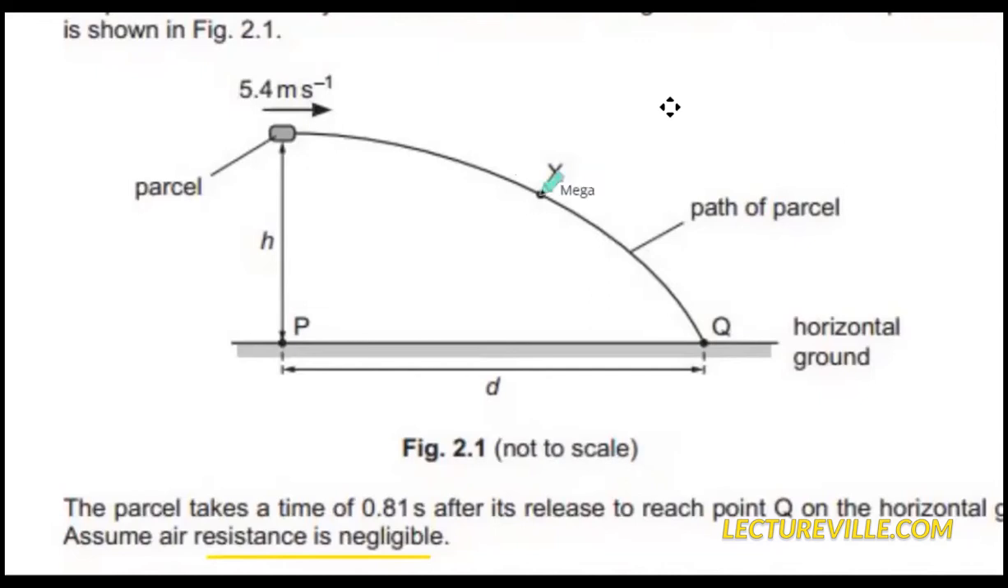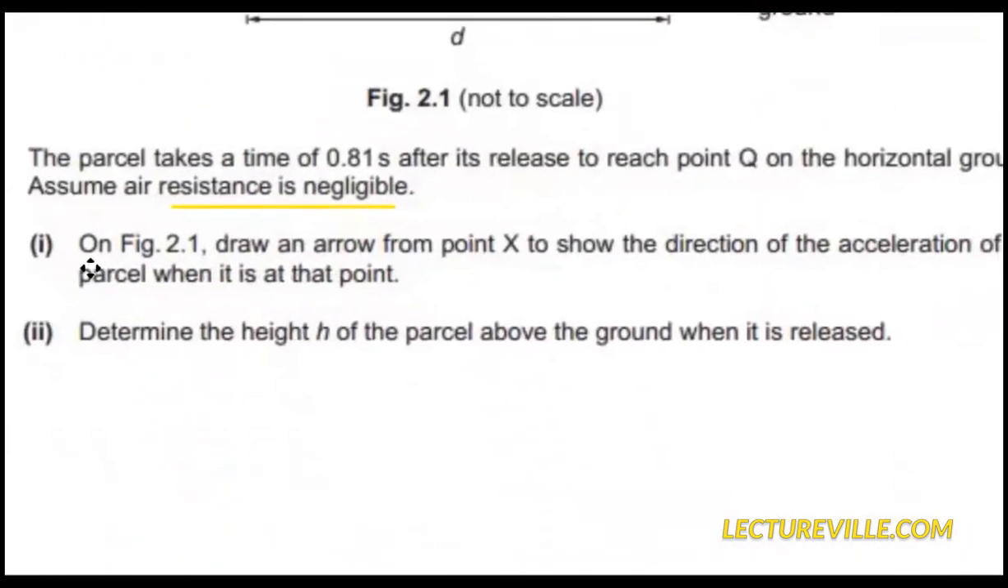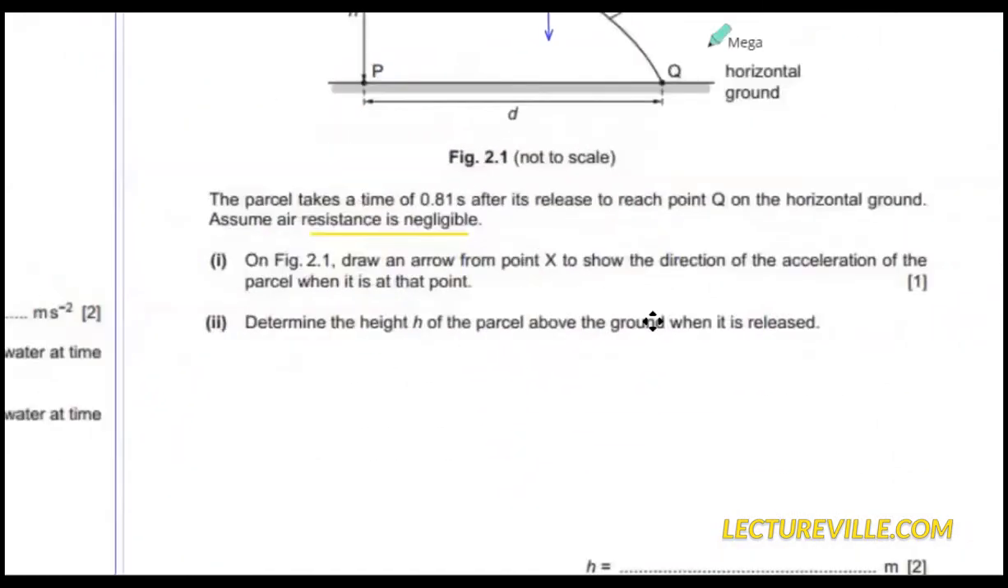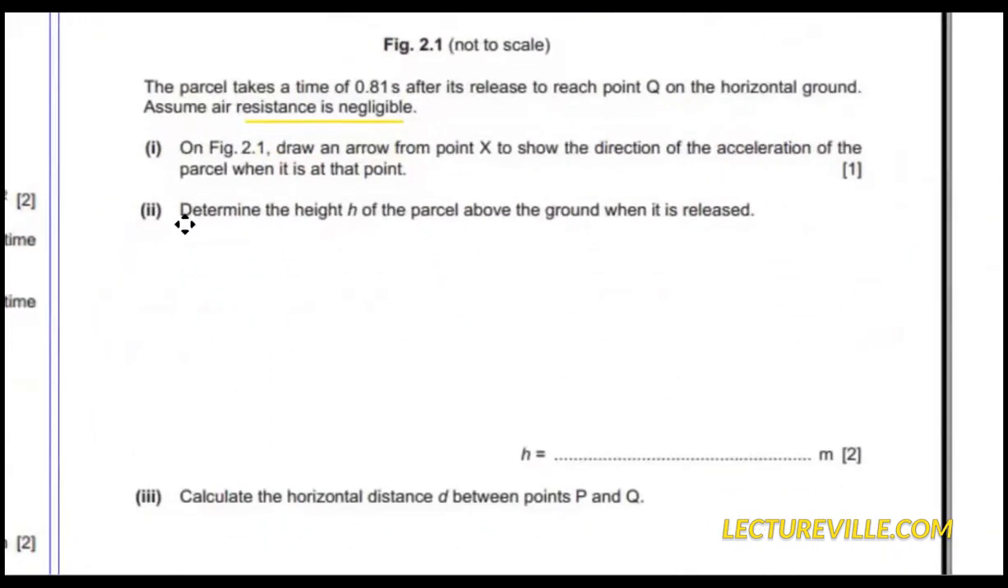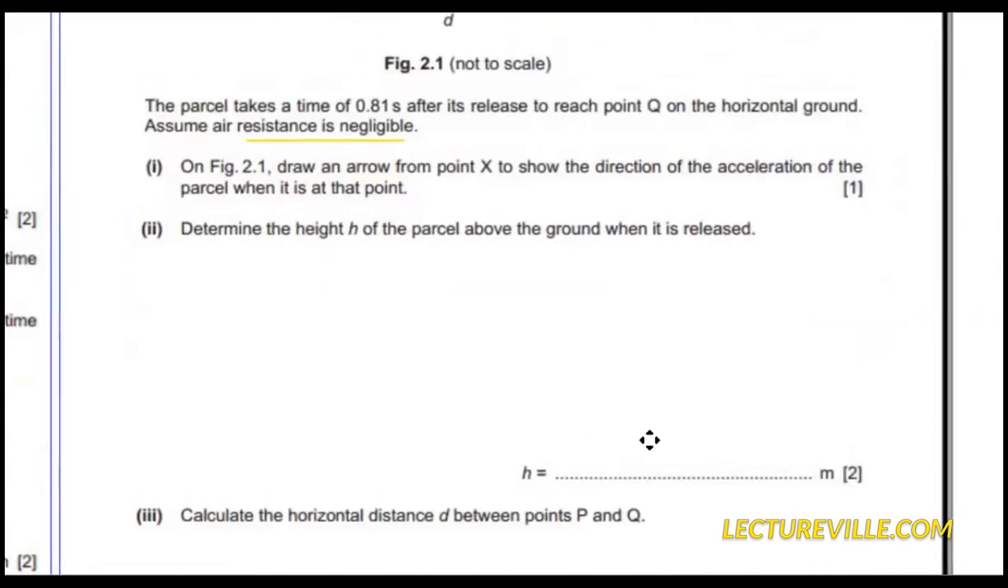Acceleration is always along the direction of the net force acting on the object. In this case, the net force is downward, so acceleration will be downward. That is very important for you to understand. So we just got 1 mark. Determine the height h of the parcel above the ground when it is released.